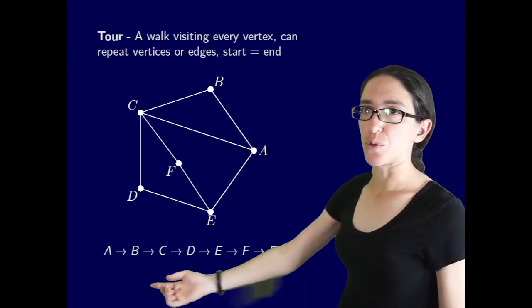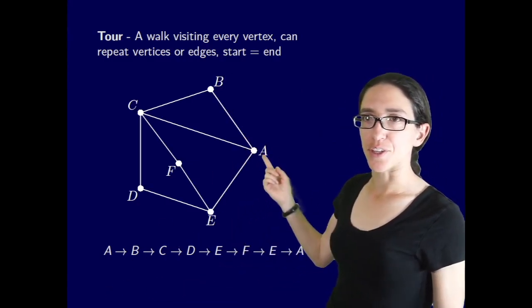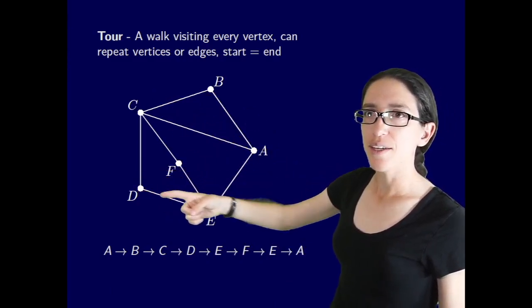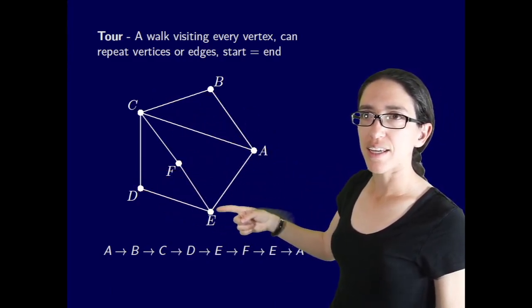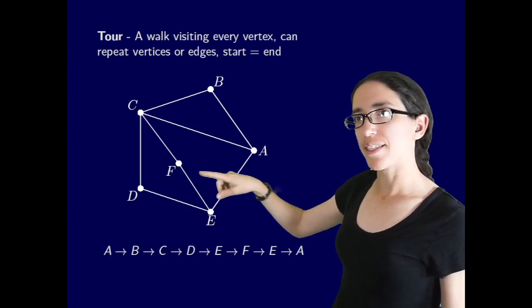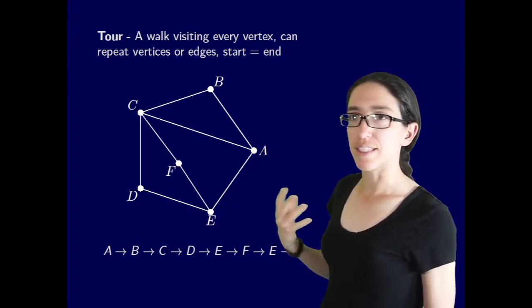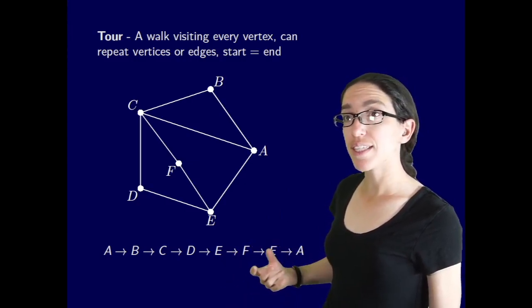Here's an example of a tour. Let's walk from A, starting here, to B, to C, to D, to E, to F, back to E, and back to A. So I've repeated this edge, I've repeated E, and that's okay. You can repeat vertices and repeat edges. It doesn't have to be a Hamiltonian cycle, but it does have to hit every vertex.